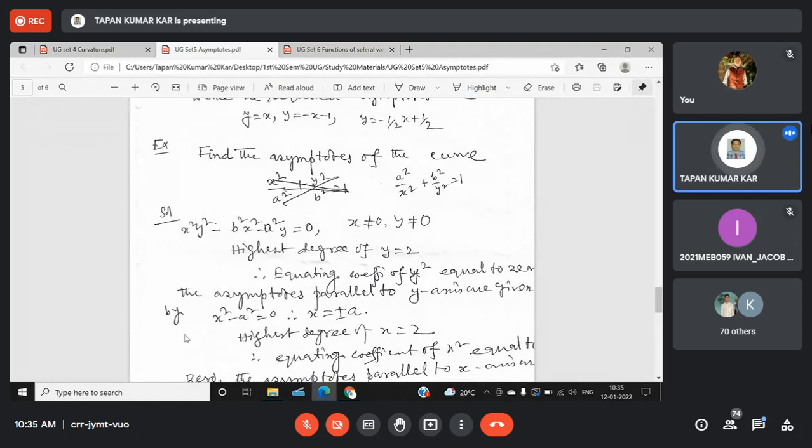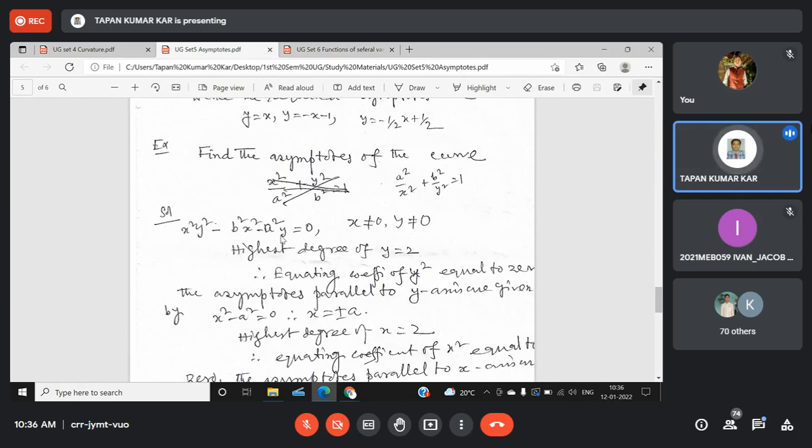So there are asymptotes parallel to the y-axis. To find the asymptotes parallel to the y-axis, you have to take the coefficient of the highest available power of y. Highest available power is y square, and the coefficient of y square is x square minus a square, from the first term and the third term. So x square minus a square equal to 0, that is x equal to plus minus a. There are two asymptotes parallel to the y-axis.